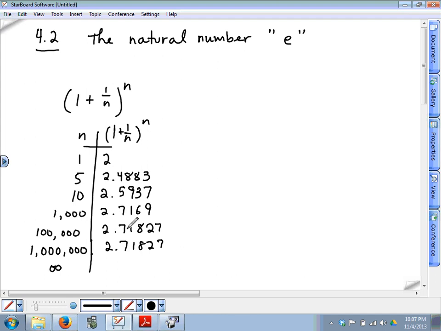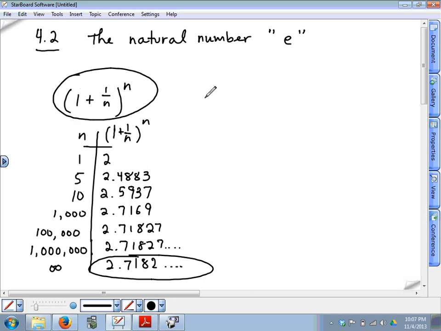You can see that the growth here, 2.71827, now this decimal would go on. As n approaches infinity, then this expression 1 plus 1 over n to the nth power is 2.7182... Now it does change, but the change happens in the 1 billionth place or the 1 trillionth place. The changes in decimals occur way out here. And this is what we call E, 2.7182... Where does E come from? It comes from this expression as n has approached infinity.